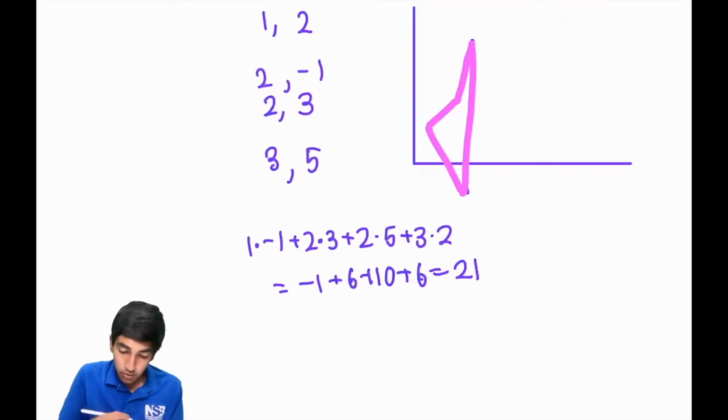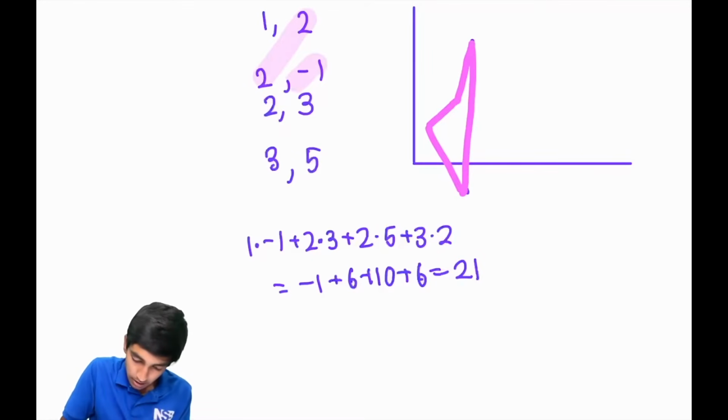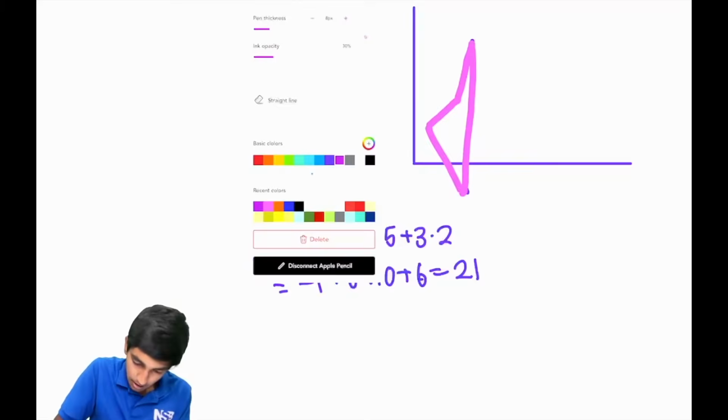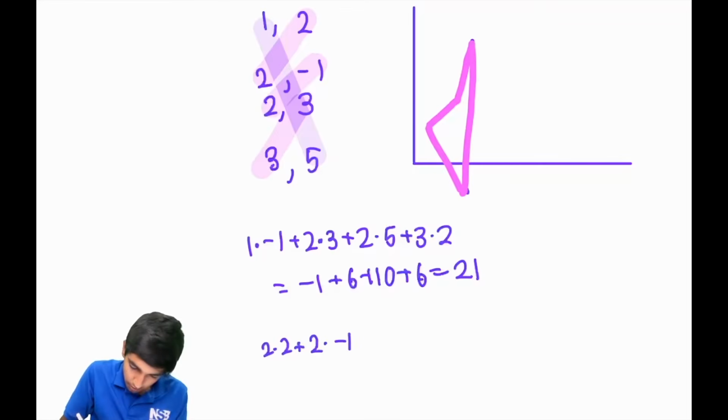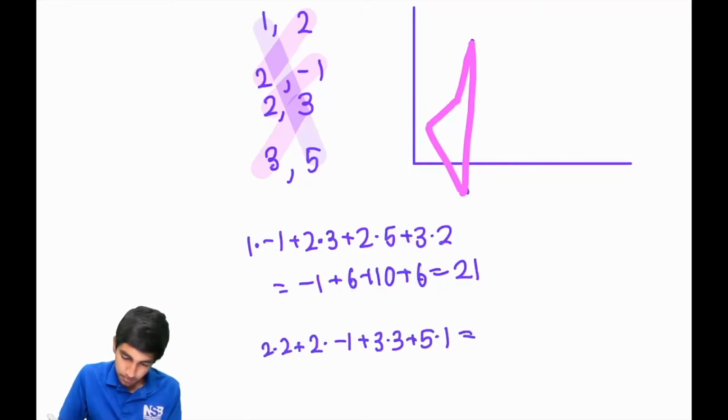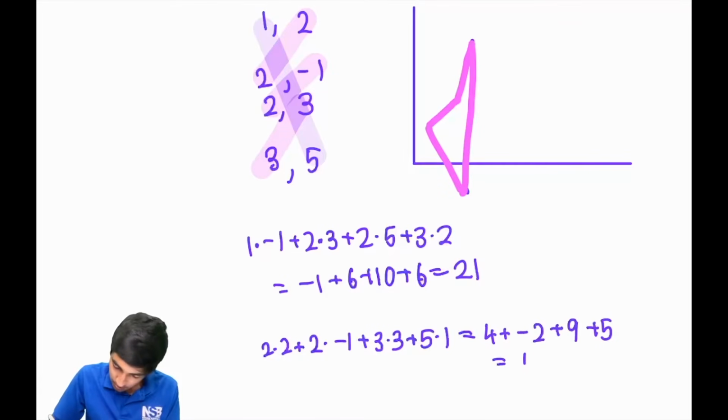So now what we're going to do is go the other way, like this. Now we just go the other way and we do the same exact thing. 2 times 2 plus 2 times -1 plus 3 times 3 plus 5 times 1. That is 4 plus -2 plus 9 plus 5. That is 16.